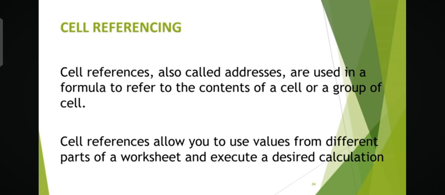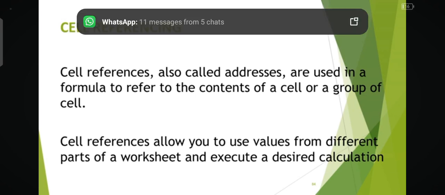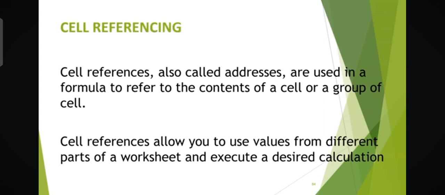When we use those names of those cells in our formula, we are doing cell referencing. Cell referencing allows you to use values from different parts of the sheet and execute a desired calculation. So if the value is in cell Z2 or cell AA1 or something, it doesn't matter where it is. Because you know that this particular cell contains the value I'm looking for, cell referencing allows you to refer to it and then use that value.